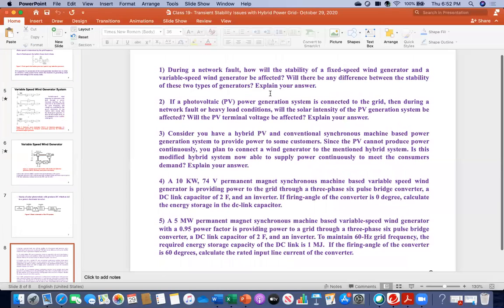Once again, everybody look: how will the stability of a fixed speed wind generator and a variable speed wind generator be affected? Will there be any difference between the stability? So the answer is yes, there will be a difference. For a fixed speed wind generator, the terminal voltage, speed, and everything will be severely affected. But a variable speed generator will not be affected that much, or will be only slightly affected. Why? Because they have the power electronics equipment connected between the generator and the grid point.